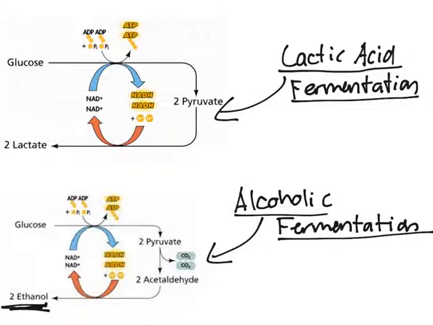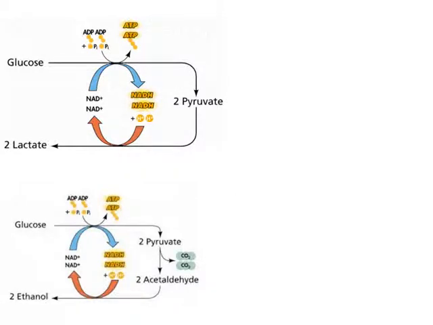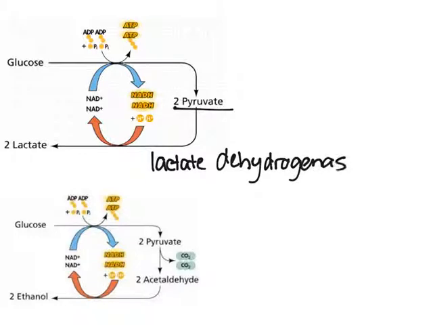And so let's talk more about what exactly happens. So let me clear this. And so first, glycolysis occurs to make the 2 pyruvate. And so an enzyme here, lactate dehydrogenase, converts these pyruvates into lactic acid, which is the same thing as lactate. And so this is common in animal cells.